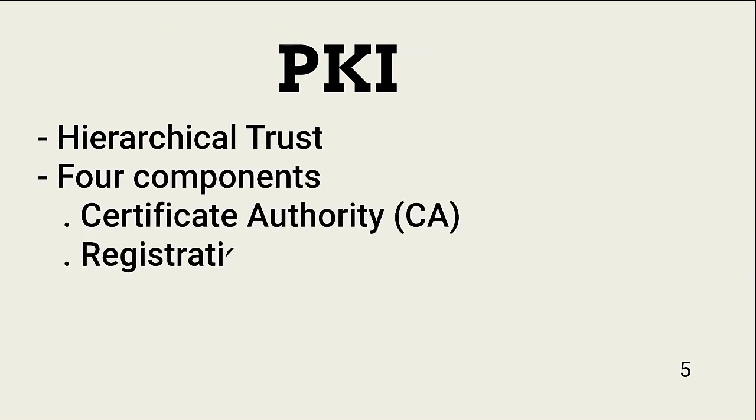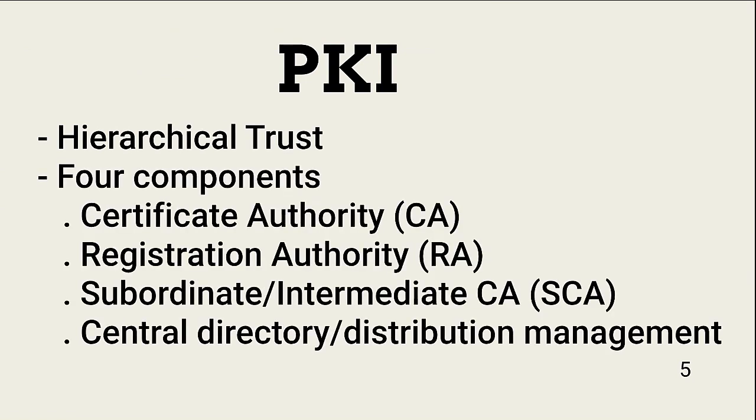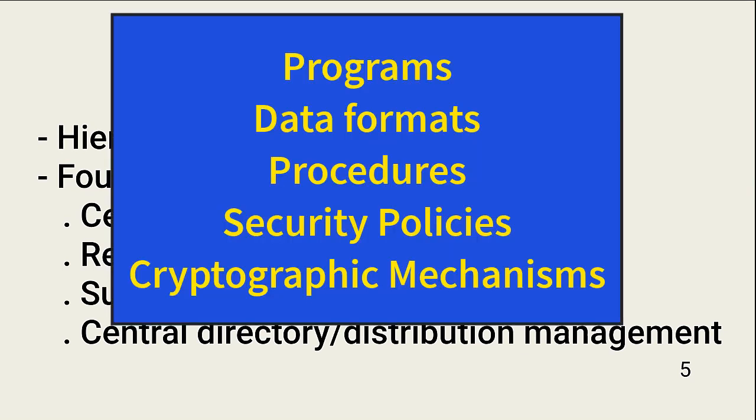A PKI, or public key infrastructure, is an asymmetric key management framework. It's a hierarchical trust solution that consists of four components: a certificate authority, a registration authority, subordinate CAs, and a mechanism to provide a central directory distribution management capability. This includes managing revocation lists. It uses programs, data formats, procedures, security policies, and public key cryptographic mechanisms.